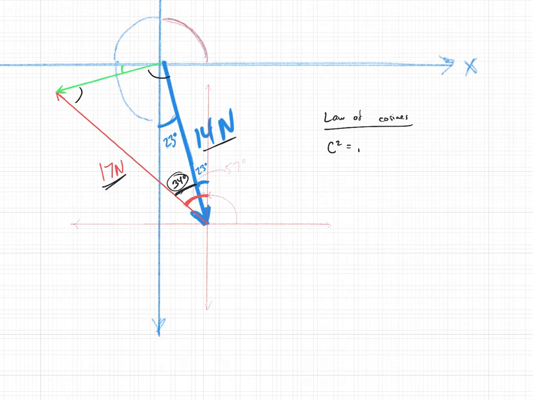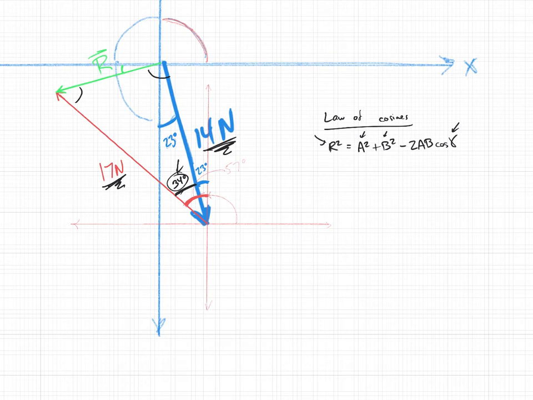C squared equals a squared plus b squared minus 2ab cosine of gamma. Noting that c and gamma are across from each other, and A and B surround gamma. So A, gamma, B, and that's going to give us side C, which in this case, of course, we won't use C. We'll use R, because it's the resultant we're looking for, so we're just going to call that the resultant.